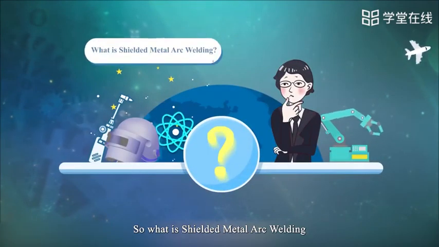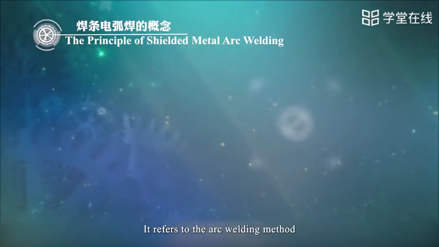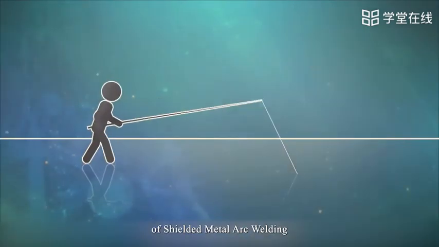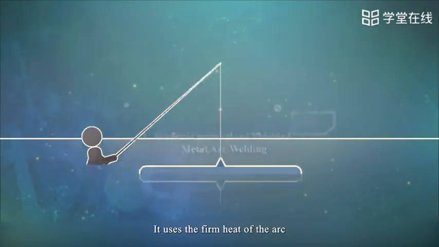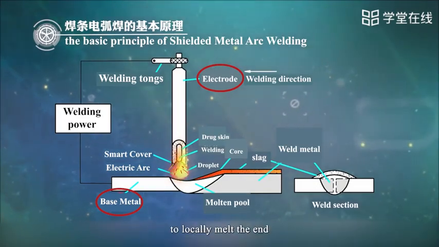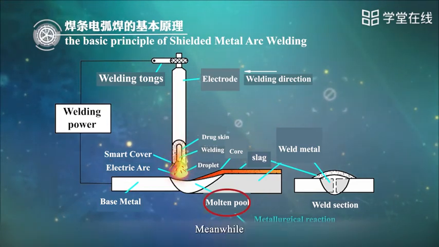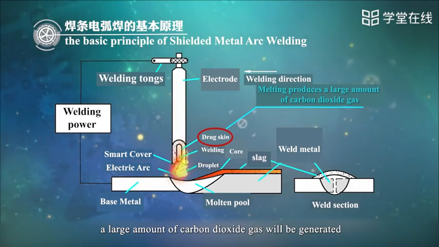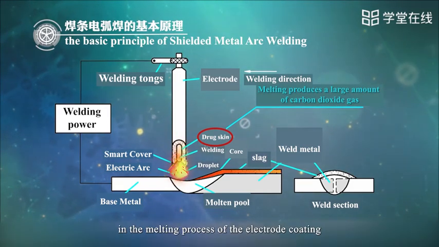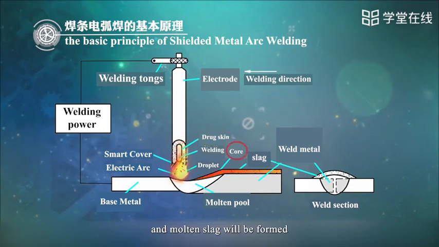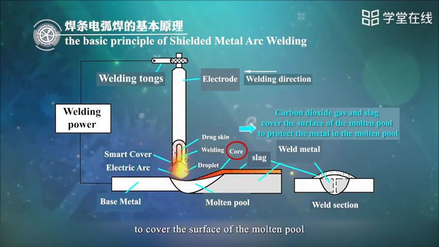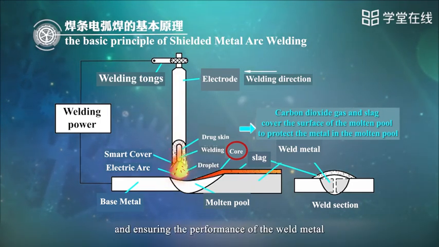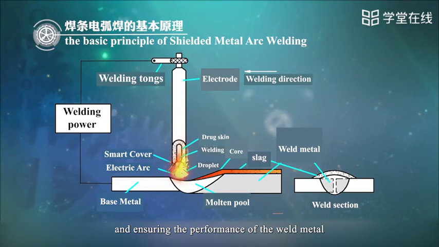So what is shielded metal arc welding? It refers to an arc welding method. Now, let's learn the basic principles of shielded metal arc welding. It uses the heat of the arc to locally melt the electrode. Meanwhile, a large amount of carbon dioxide gas will be generated in the melting process of the electrode coating, and molten slag will be formed to cover the surface of the molten pool, jointly protecting the molten pool metal and ensuring the performance of the weld metal.